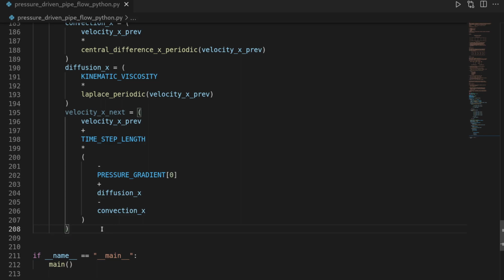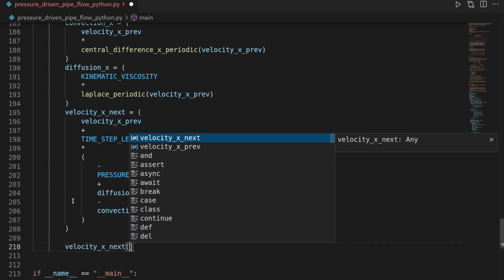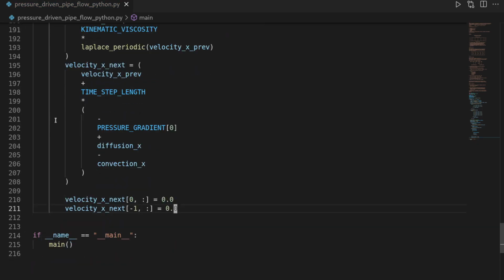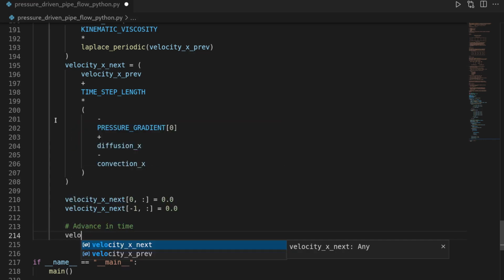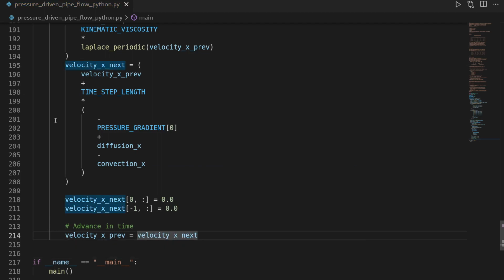And now we can enforce the boundary condition. So we say velocity x next. And basically this will be doing the same as we had it here. So we say 0 in y direction and all components in x direction will be 0. And then velocity x next, last component in y direction and all components in x direction will be 0. And now we just have to swap basically the next with the previous, or just save the next as the previous because we are advancing in time. So I will call this advance in time. For this, the velocity x previous is going to be the velocity x next. And that's already our computation.